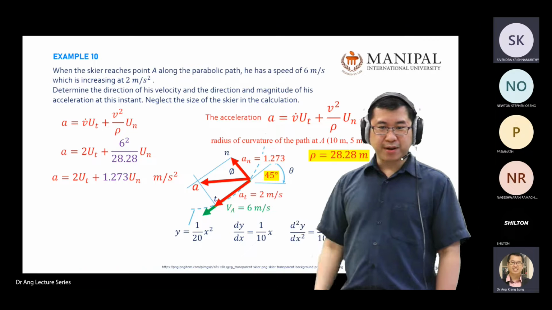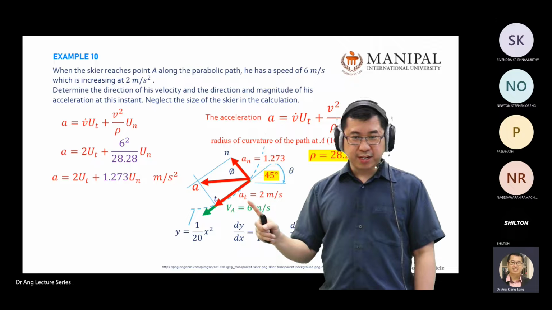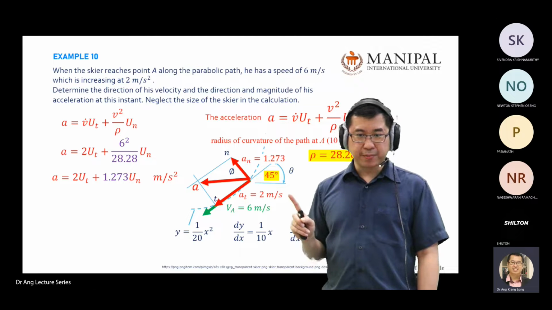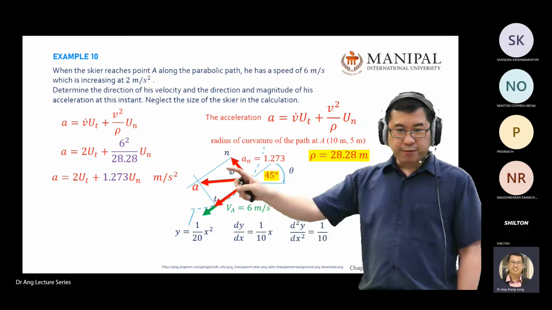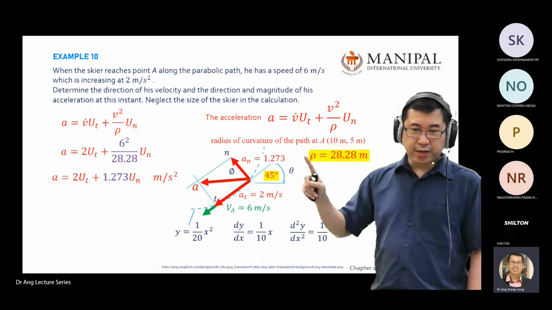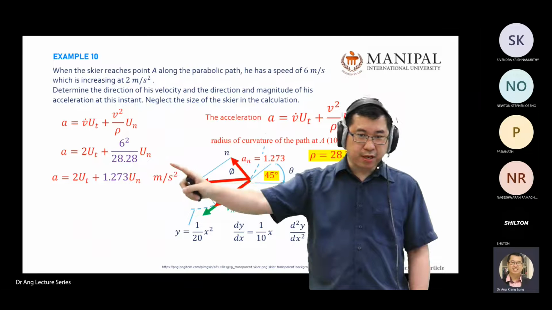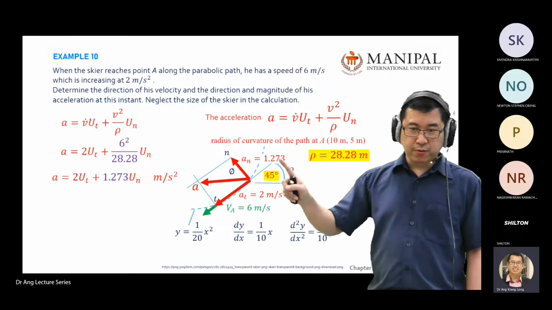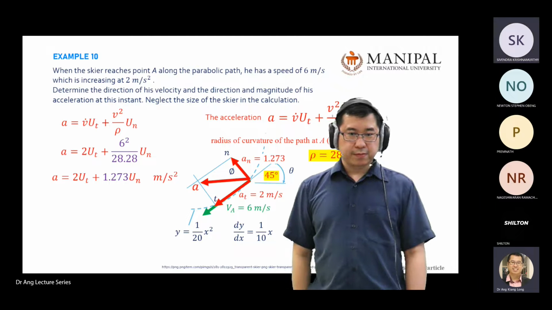You go back to the diagram. This is magnitude in tangent direction given in the question, 2. Of course, again, there's a typo error in my slides here. It should be meter over second square. And from our calculation, we know that the normal magnitude of our acceleration is 1.273. That's why we can import this answer into our diagram here. That's why our AN is 1.273. Okay, sir. Understood. Right?